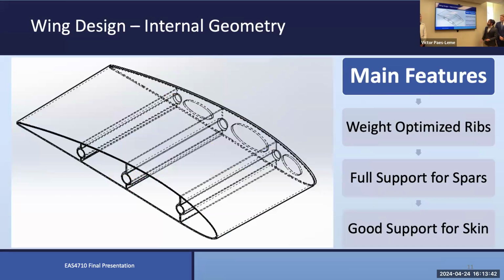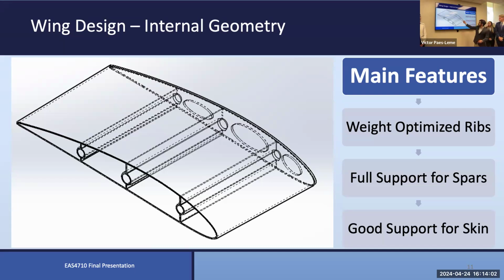For the internal geometry, our main features, we start off with the rib. These have been hollowed out for supports. Instead of circles, we went with the ellipses, and those allow us to run cables throughout it. We have 3 spars. These are good for carrying the loads within the wing and also give the wing enough structural support for us to do the layup around it.